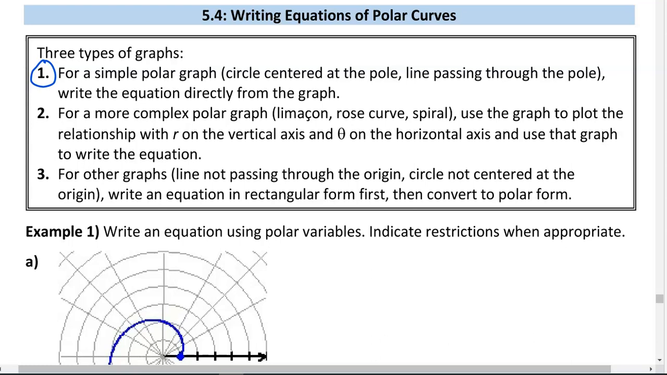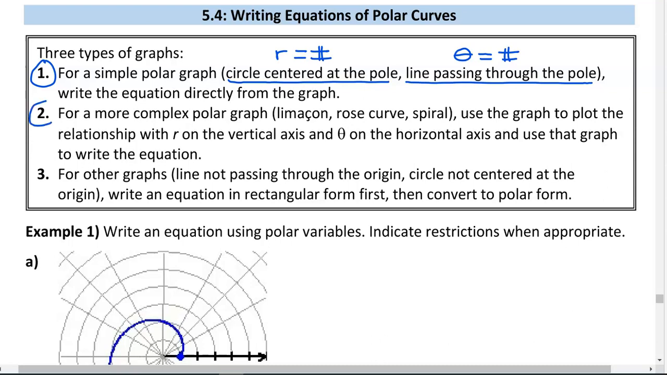Those are going to be your circle that's centered at the pole. That's going to have an equation in the form r equals a number. And then a line that passes through the pole, and that's going to be in the form theta equals a number. So those are our two simplest equations to write. We can write them directly from the graph.